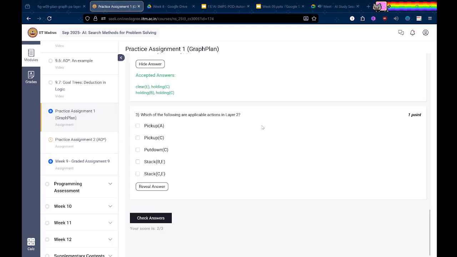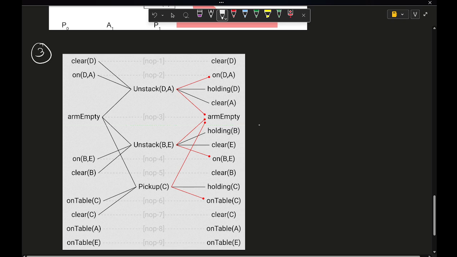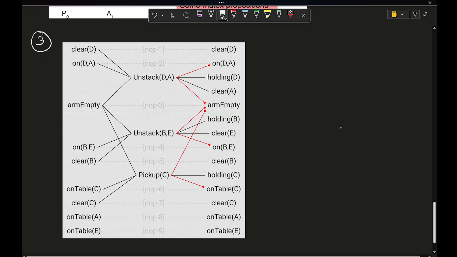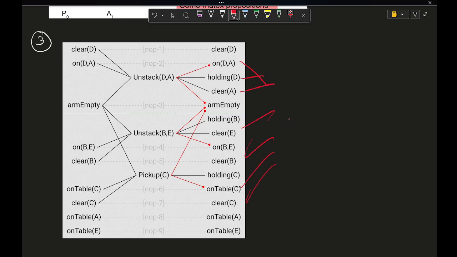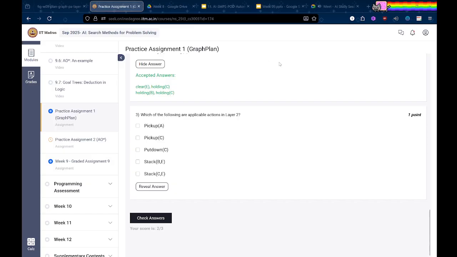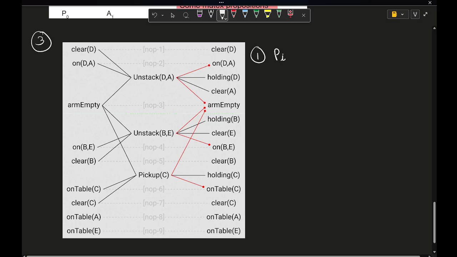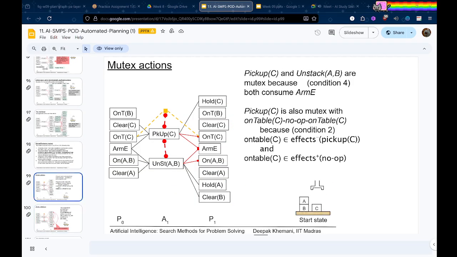So what is this question asking? Which of the following are applicable actions in layer 2? Applicable actions in layer 2. Okay, so now we extend this, and some layer 2 will be occurring, right? For an action to be applicable, the preconditions should exist, but those preconditions should also be non-mutex. So what this says is pickup C and unstack AB are mutex because condition 4, both consume that.